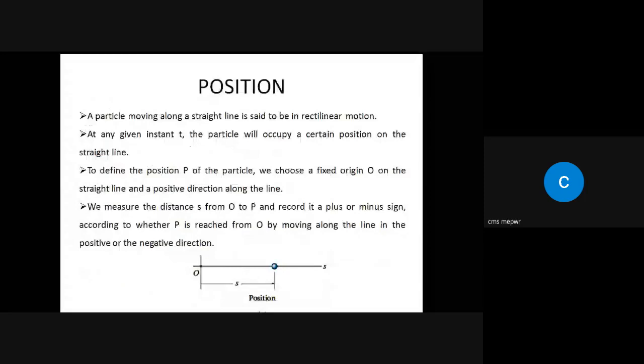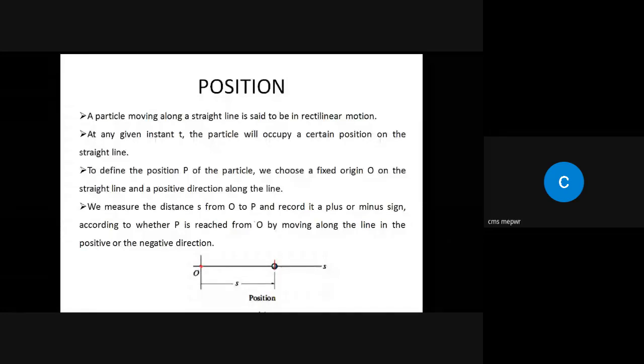Position. If some particle is moving in a straight line, we will say it is having a rectilinear motion. So at any given point, if you want to find out the position, for example, the object is currently at this position, let's say the point is P. To find the position of the particle P, the first thing you will do is set some reference point, some origin. And since it's a rectilinear motion, the origin should be on this line.